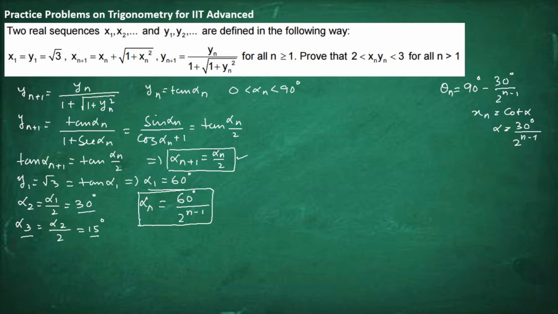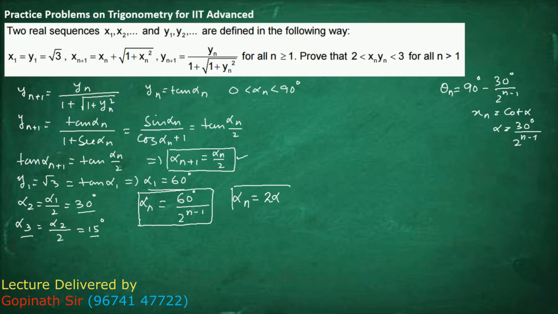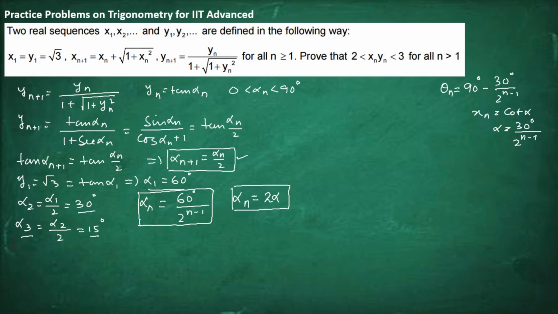So we can say that alpha n is basically, what you can write? We can write this thing as 2 times alpha. Yes or no? Have you understood this? So alpha n can be written as 2 alpha. Okay. Therefore, yn is basically tan alpha n, which implies yn is nothing but tan 2 alpha. Is it clear? Absolutely.